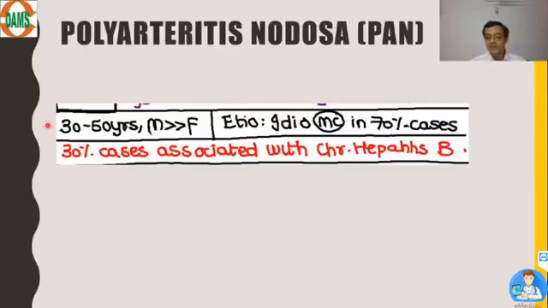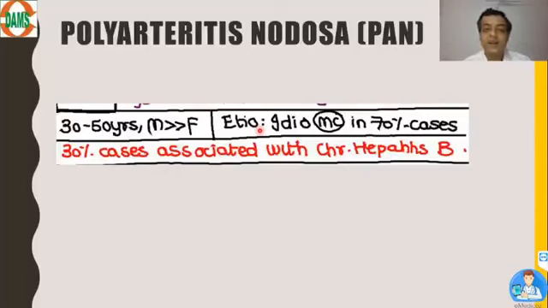Etiology is idiopathic. Most commonly the cause is idiopathic, in 70% of the cases. So when the cause is idiopathic, we call it classical polyarteritis nodosa. Please remember, like Sicca syndrome, when the cause is idiopathic, that means PAN is the disease. That is why we call it classical PAN.